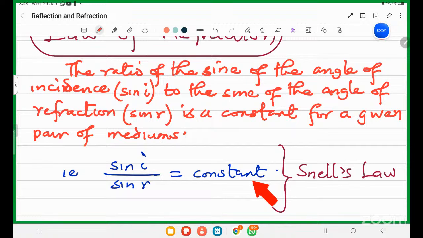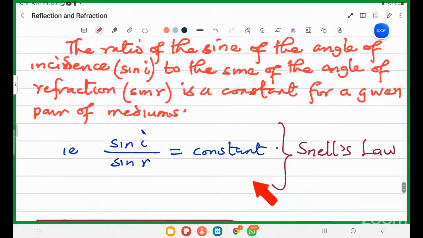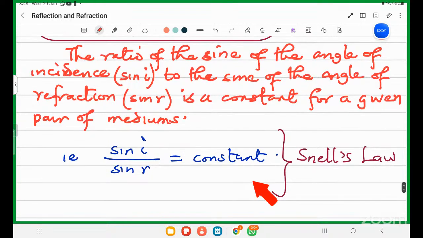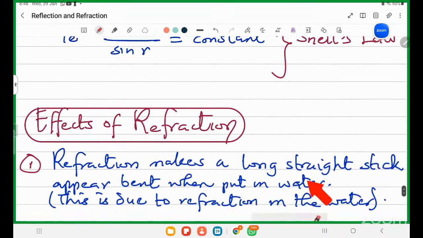If you do physics in A level, you will learn about refractive index, because each of those media has a different refractive index value. Water has its own constant, air has its own, glass has its own. So that law is what we refer to as Snell's law, named after the scientist.